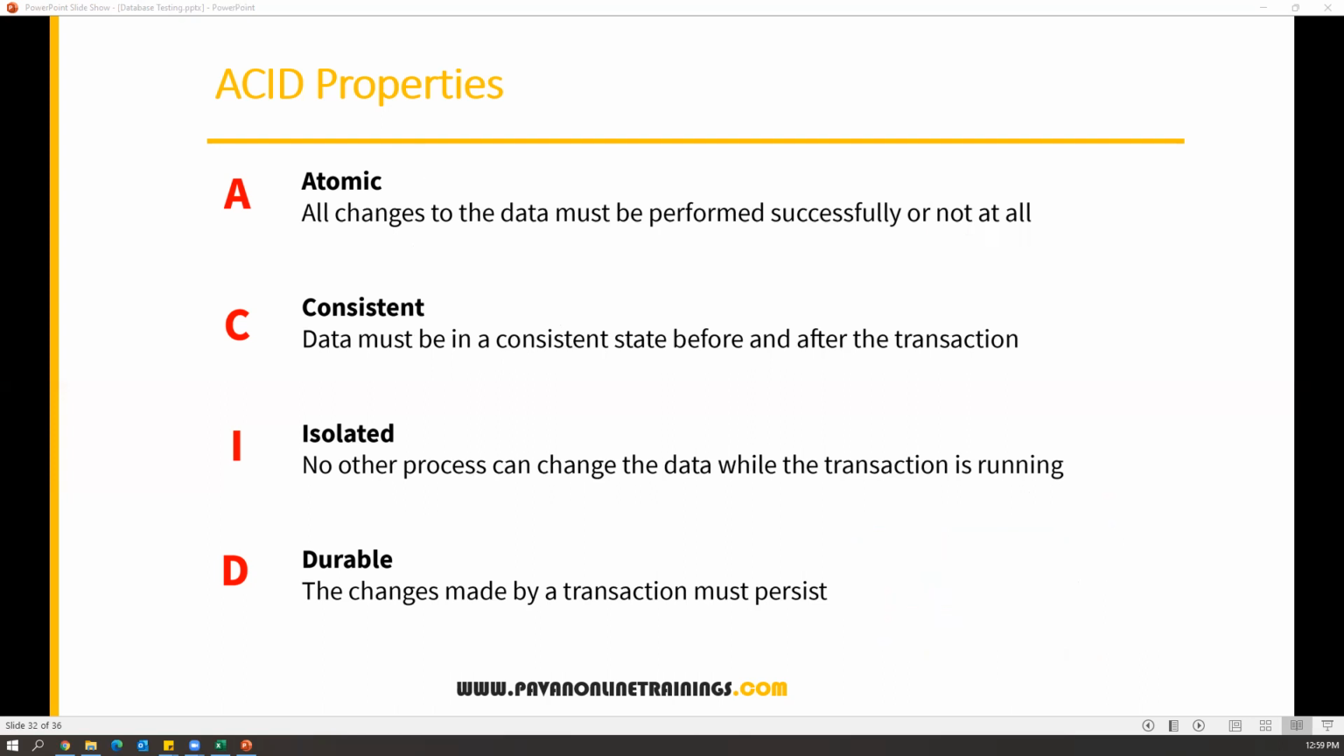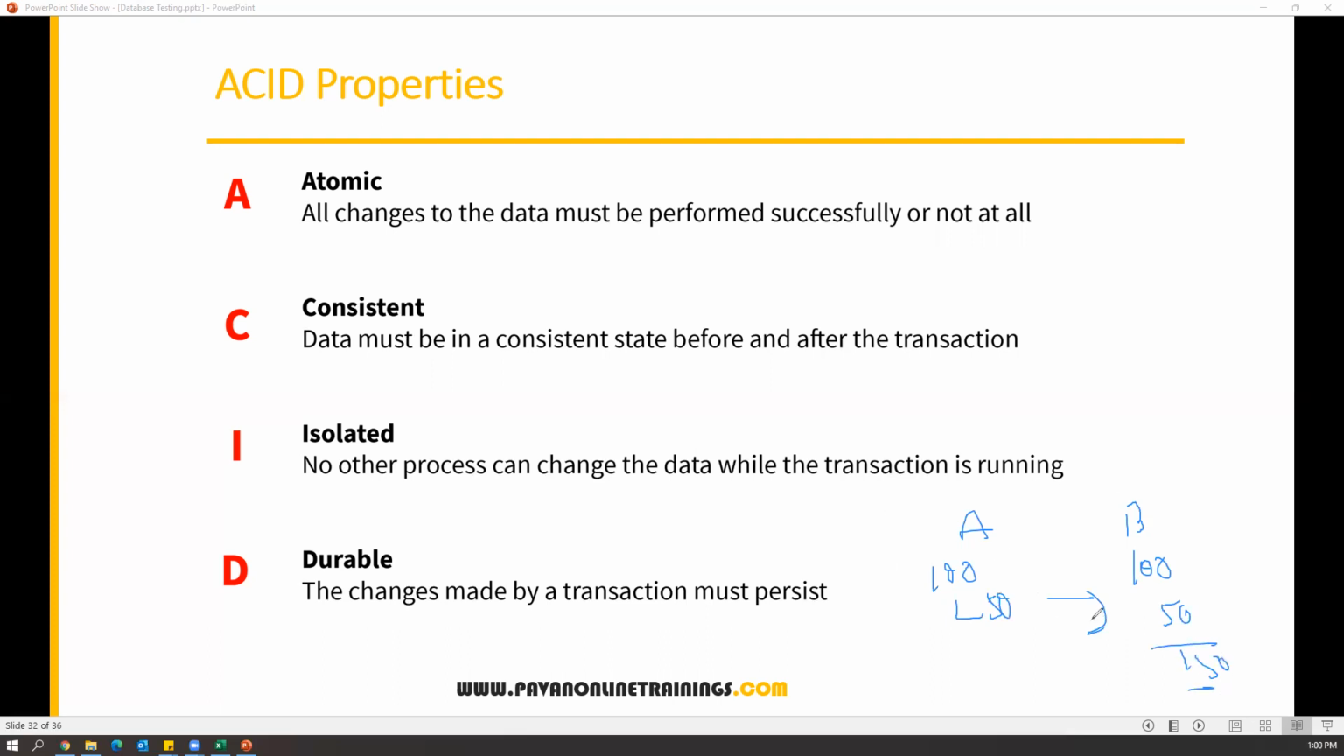The next one is consistent. Consistent means data must be in a consistent state before and after the transaction. So data we need to mainly test here. For example, again take A and B. When I take two accounts A and B, A is having 100 rupees and B is also having 100 rupees. Now A is sending 50 rupees to B. Now B receives 50 rupees, and now it becomes 150 rupees.